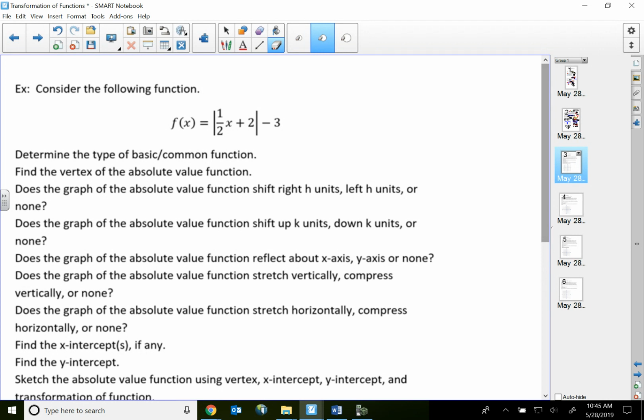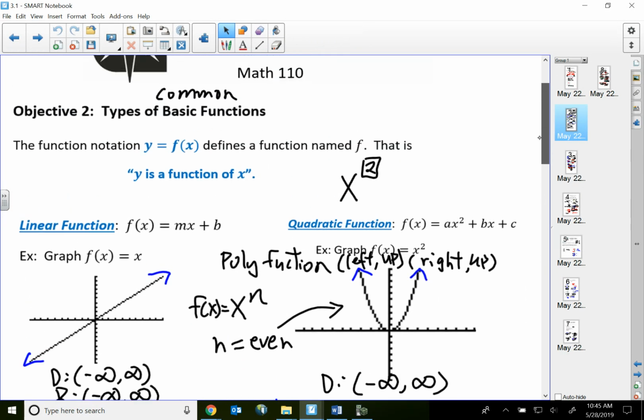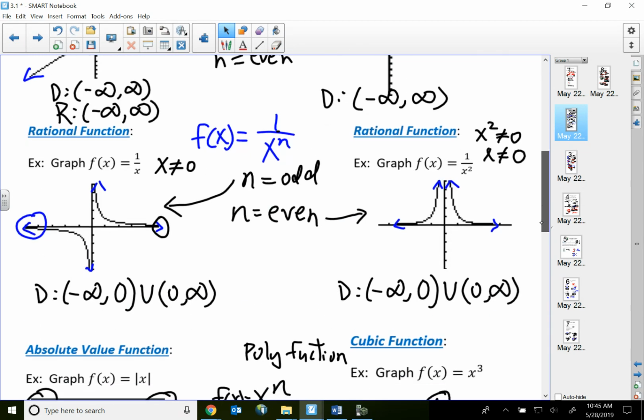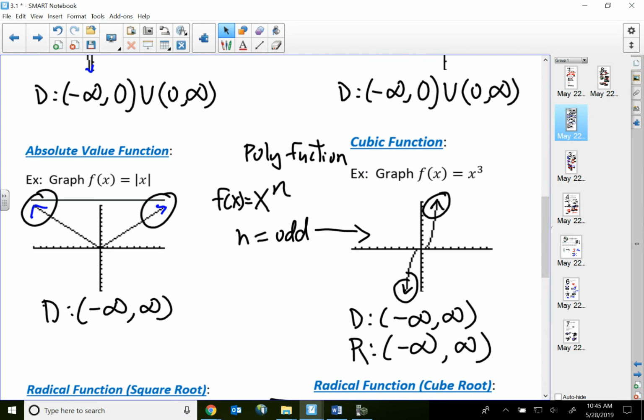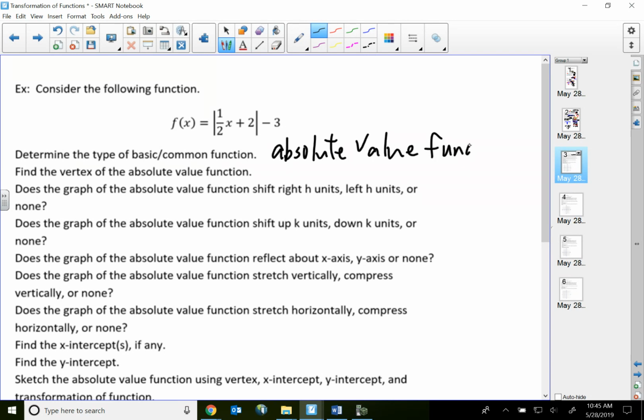So let's continue. For this example, this is a what type of basic common function? I'm just moving down the list from this particular video, the types of common and basic functions. Just by looking at it, I believe you recognize that this is an absolute value function. So what type of common function is it? It's an absolute value function. All right, let's take a look at our transformation.